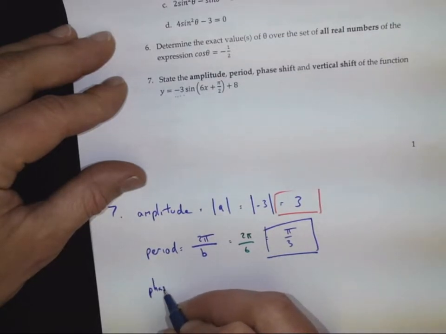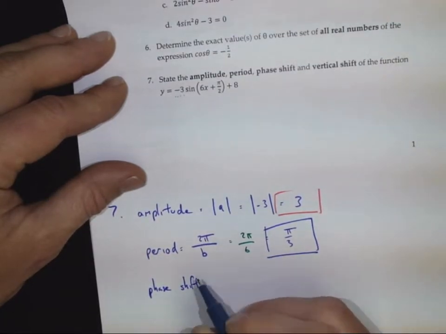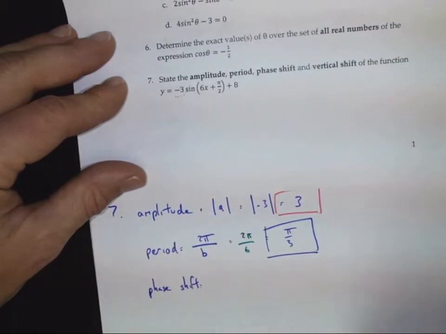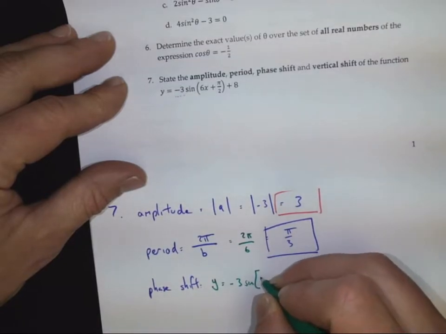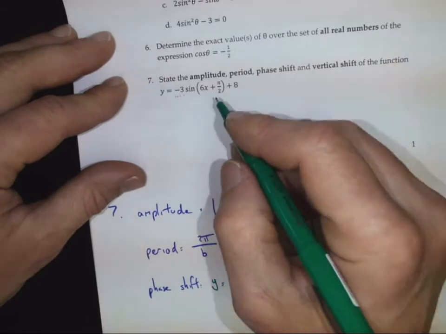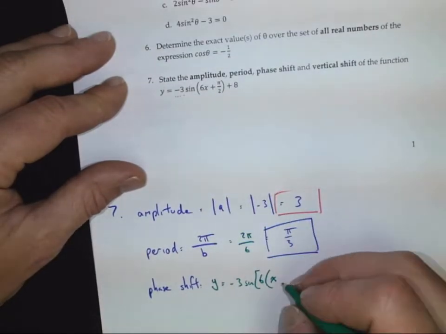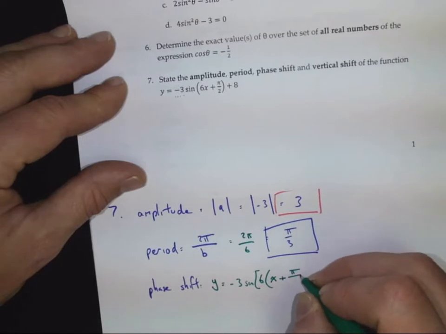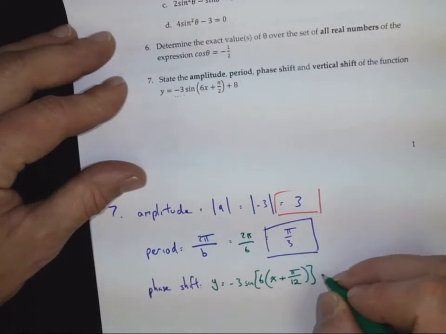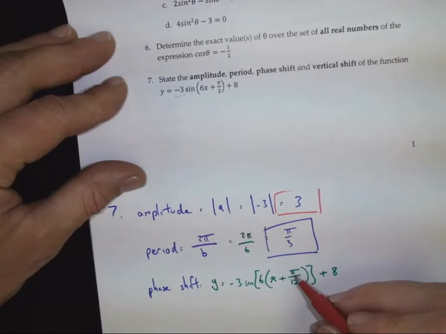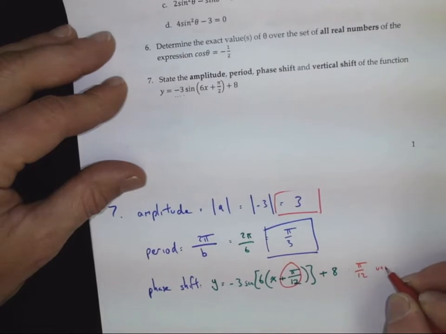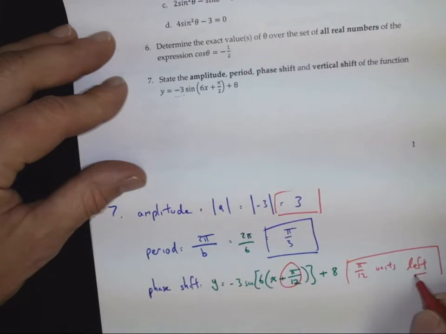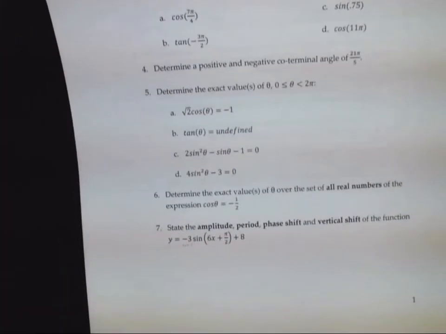The phase shift. To read the phase shift, we actually have to make sure we factored this out. So we actually have to rewrite this. Y equals -3 sine of 6 x. We have to make sure we divided this into sixths, and so that actually makes it pi/12 when we divide it by 6, plus 8. So that is our phase shift. So our phase shift is pi/12 units left, in this direction. All right.